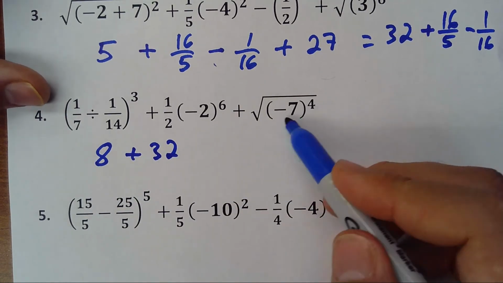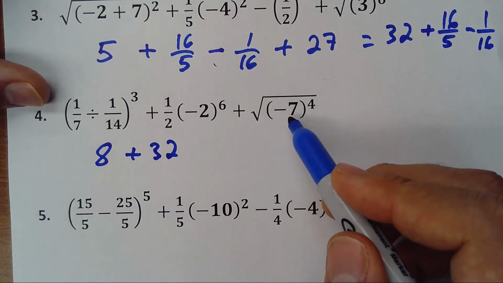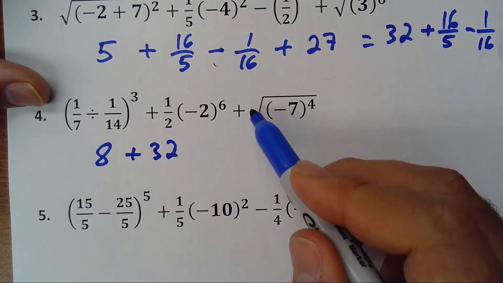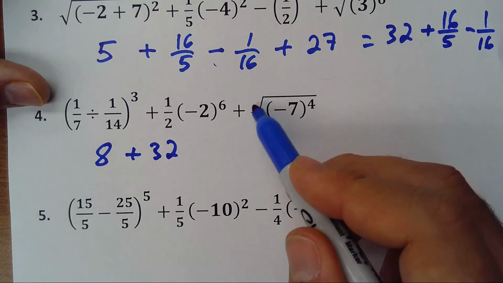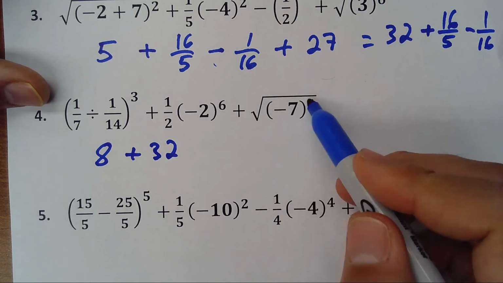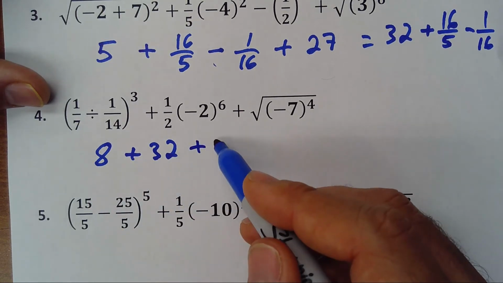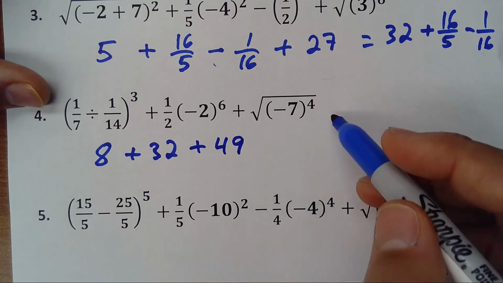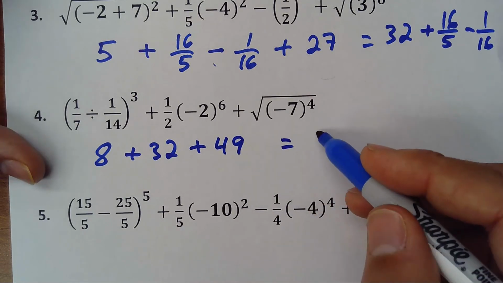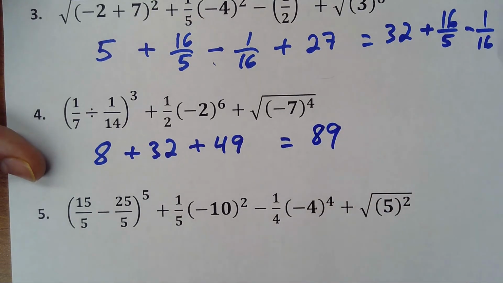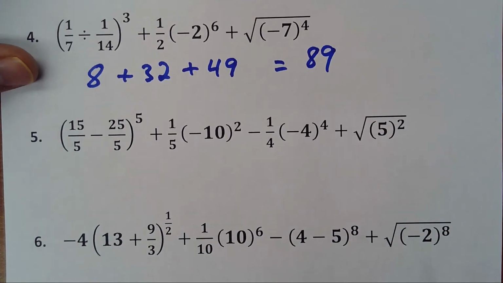And then I have this one, it will be 49, because this fourth I can simplify with the square root. That will be negative 7 to the second power. 49 plus 40, 89. This will be 89. So let's go to the last two.